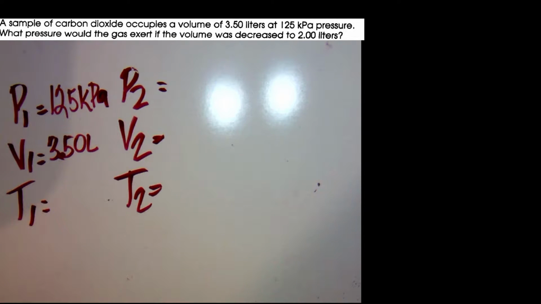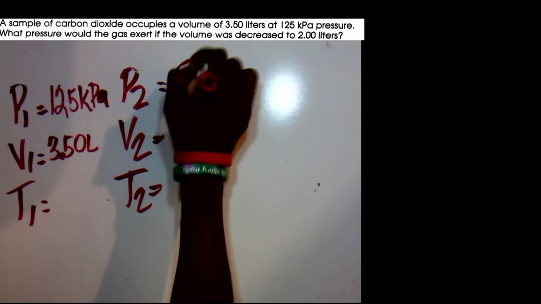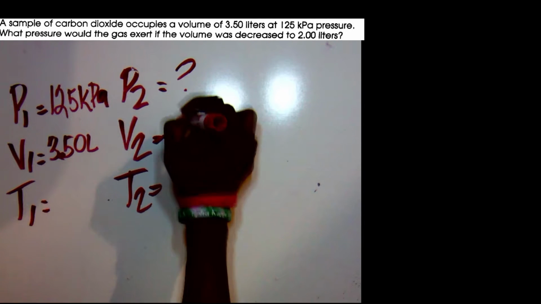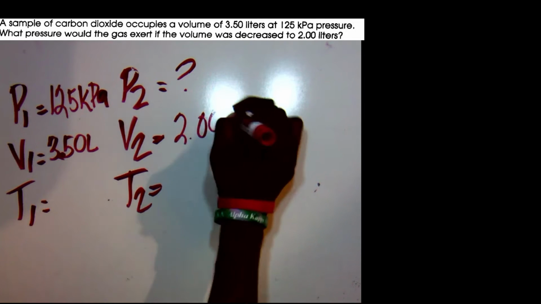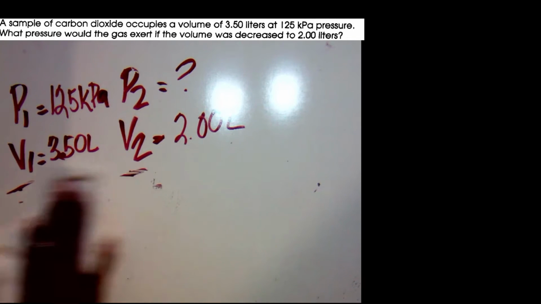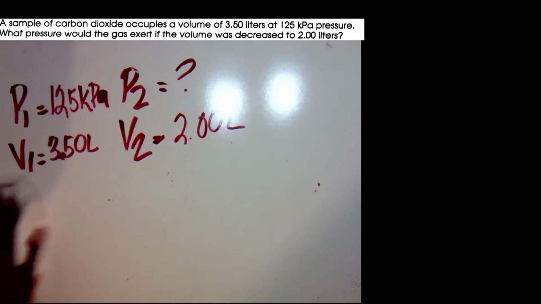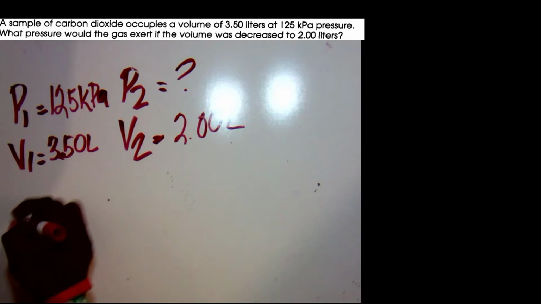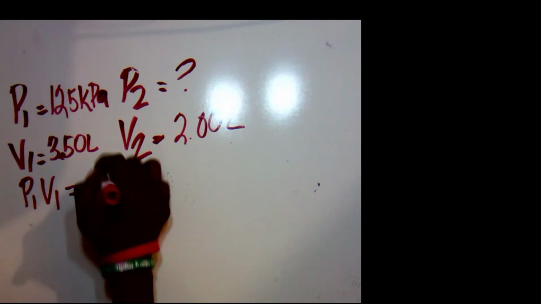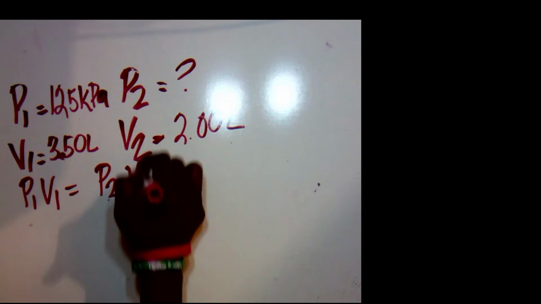Then it continues on and says what pressure would the gas exert if the volume was decreased to 2 liters? So we're looking for the pressure, so that's going to be unknown. Since temperature is not mentioned in the problem, we know temperature is constant, so we can get rid of that. And the equation when temperature is held constant is P1 V1 is equal to P2 V2.